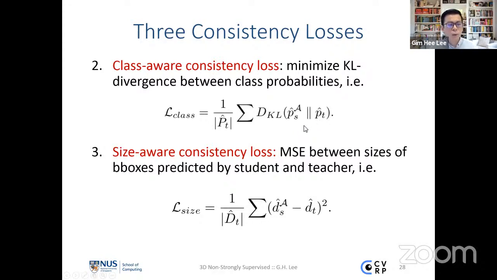The next and the last consistency loss that we apply to the network is what we call the size-aware consistency loss. Here, we want the sizes of the bounding boxes predicted by the student and the teacher network to be the same as each other. And we simply minimize the squared loss between the two sizes predicted by the closest student bounding box and the teacher network.